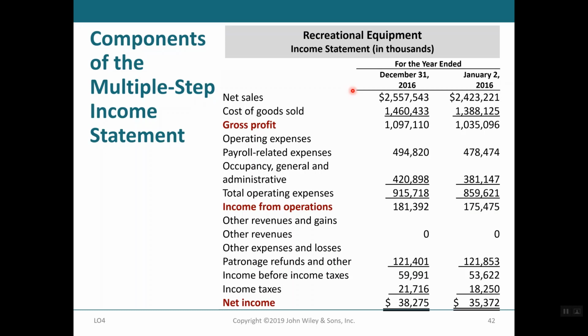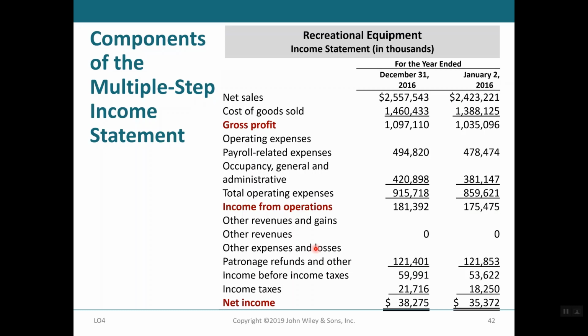I want to just take time to explain other revenues and gains. These are revenues and gains that come not from the operation of the business. So for example, you were using a computer, and you sold the computer.